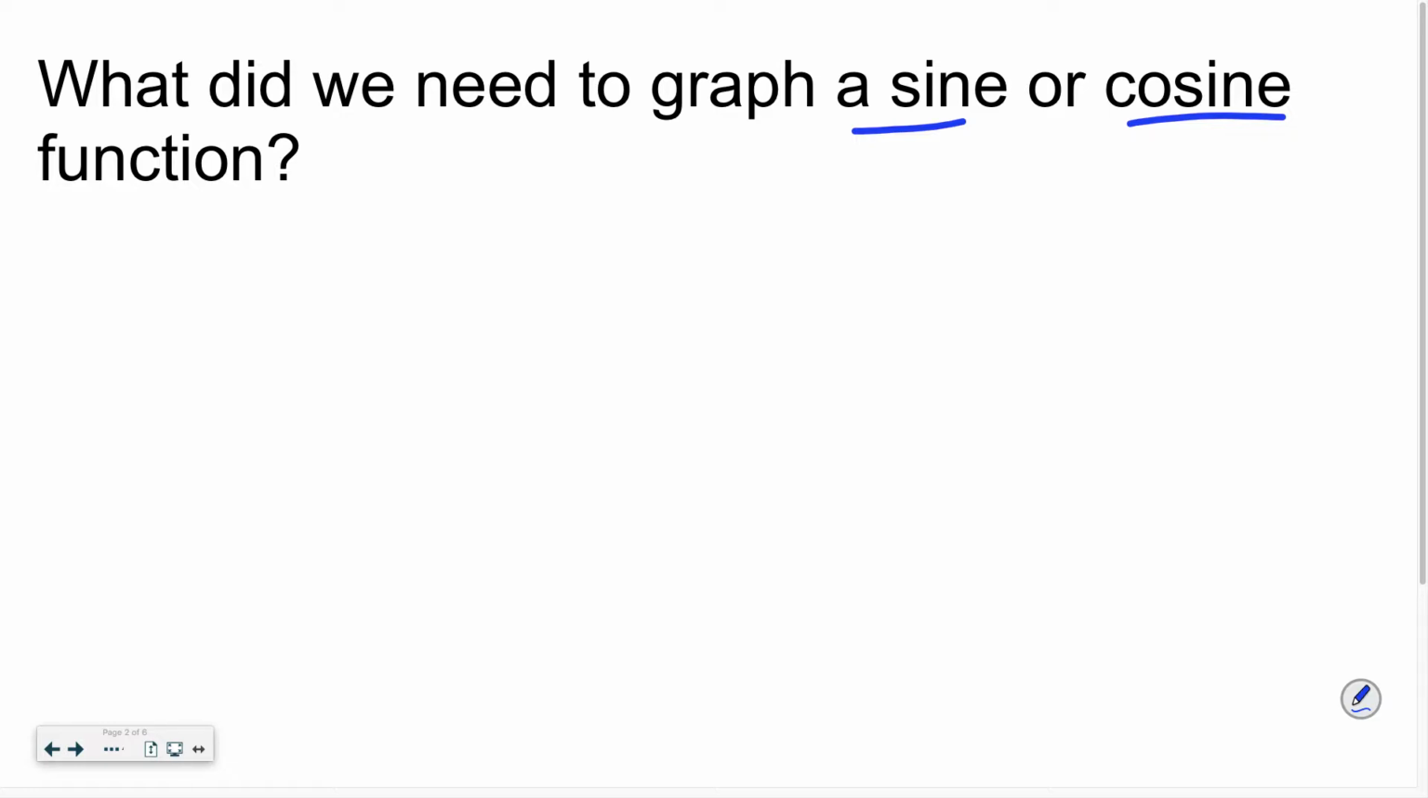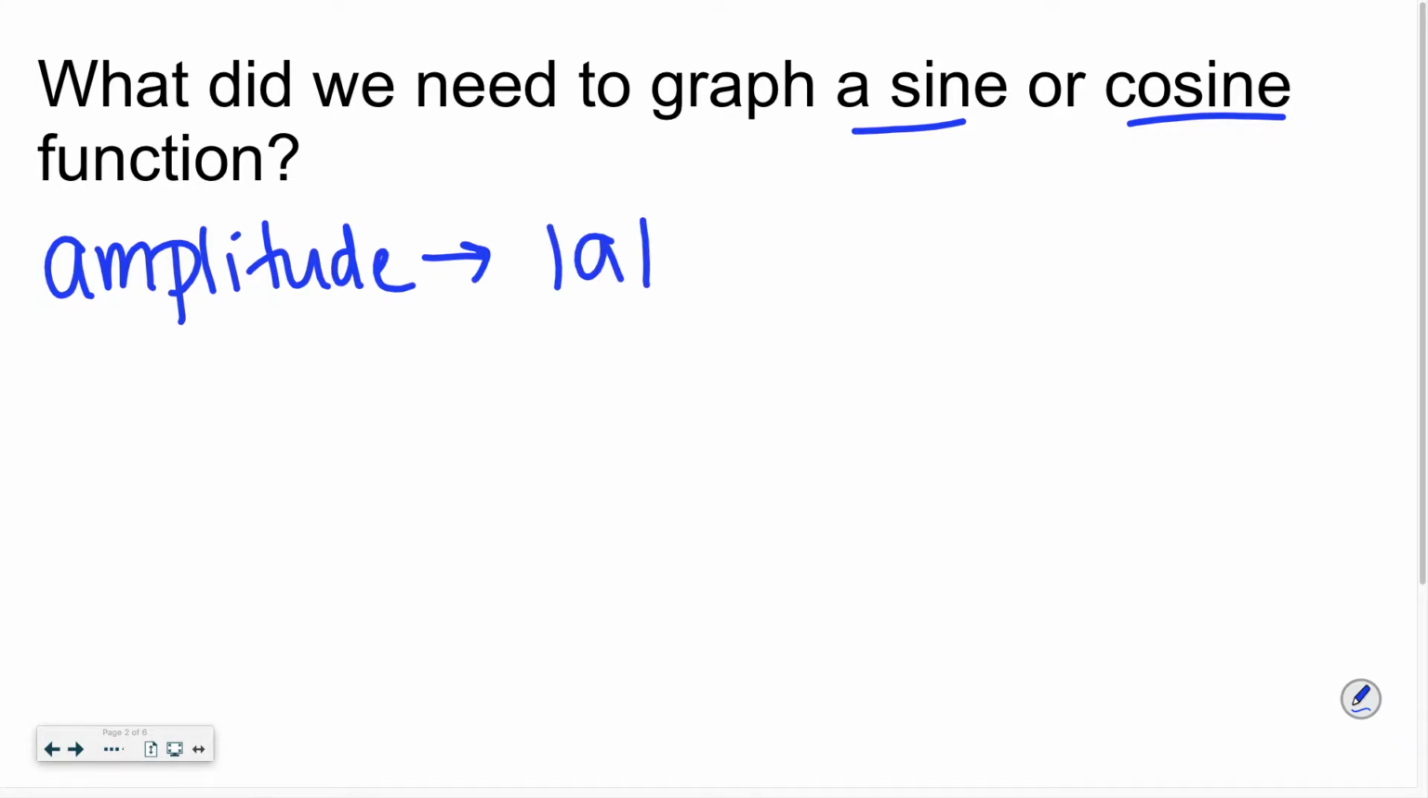Then amplitude. And how do you identify the amplitude? The coefficient on cosine or sine, which we've been calling A. All right, so the absolute value of A tells us our amplitude. The shape that Peyton talked about will tell us whether we need to make A positive or negative when we write it in our equation.